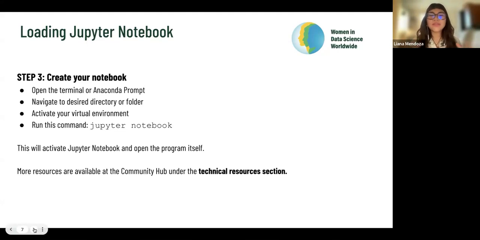So I know that was a very fast overview of how to install Jupyter Notebook, but I think it's recommended that you navigate this on your own since we have different devices and different ways of dealing with this. So more resources are available at the Community Hub under the Technical Resources section about how to install Jupyter Notebook, and also how to navigate it and what you can do to just explore the program itself.